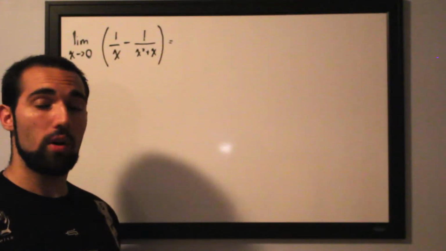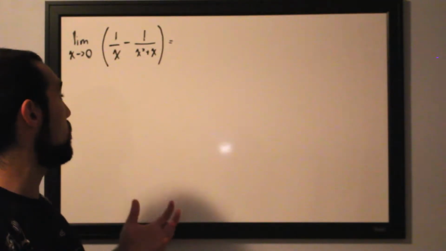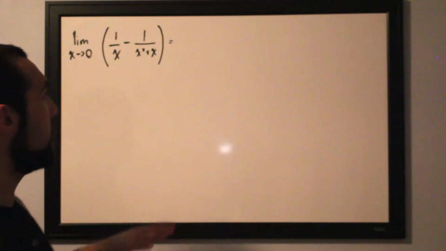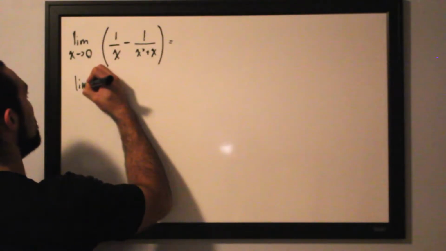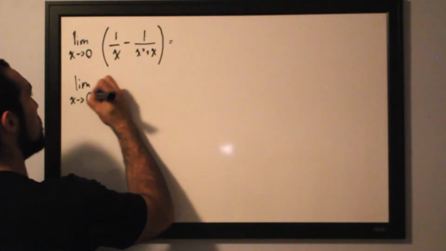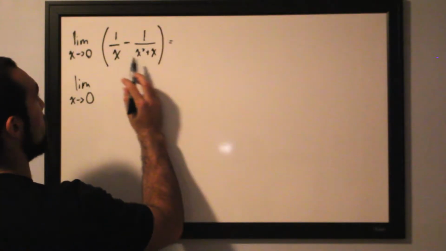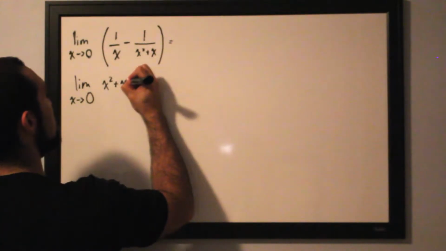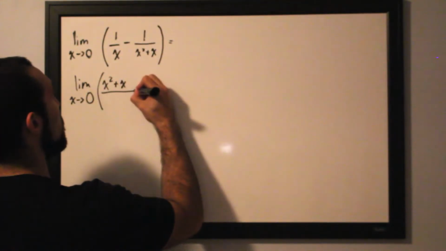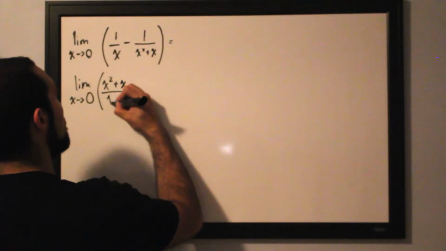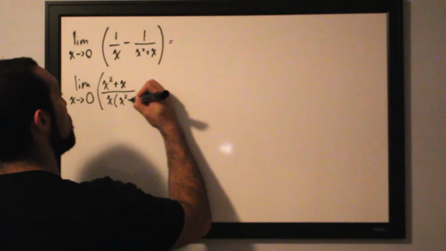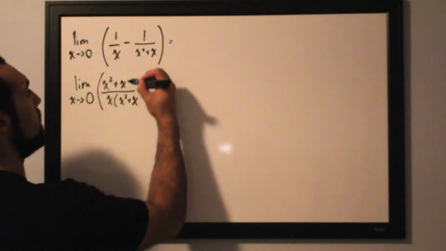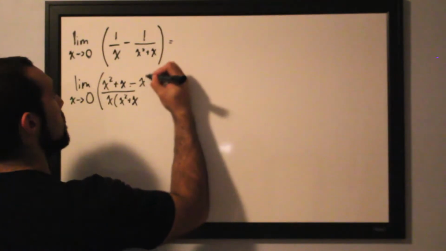So what we're going to want to do for this function is multiply this out so that we get everything under one common denominator. So we're going to take the limit as x approaches 0. This is going to be distributed so that it's going to be x squared plus x all over x multiplied by x squared plus x, and this term is going to be distributed over here, so it's going to be minus x.